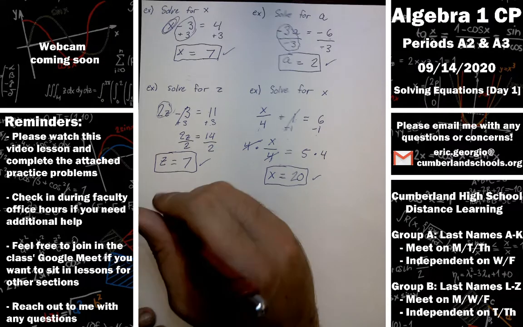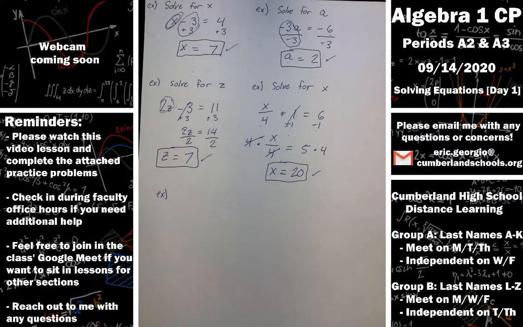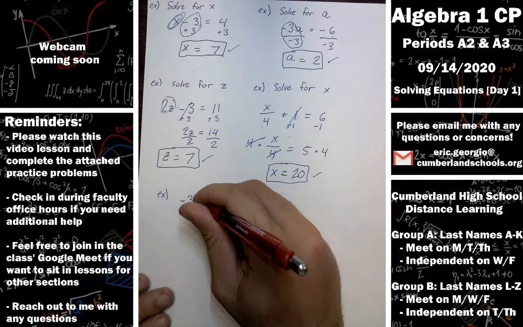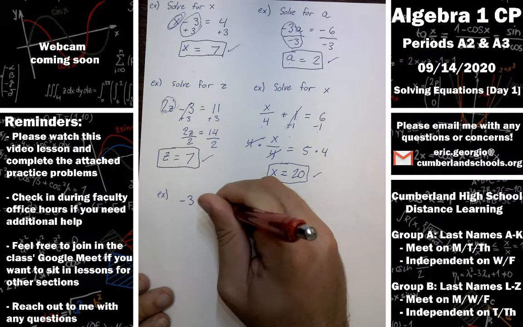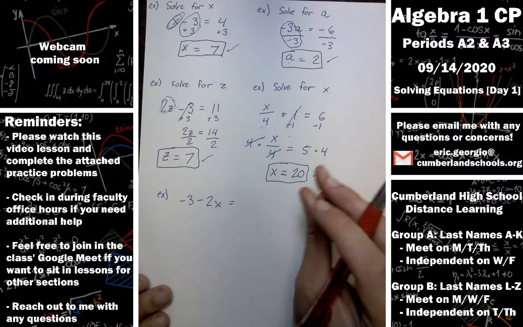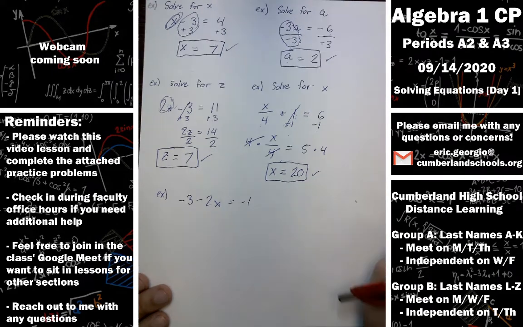Okay, let's do one more two-step equation, and then I'll call attention to something that I've been doing kind of sneaky along the way, and then we'll go from there. Okay? Let's see. How about negative 3 minus 2x is equal to, let's say, negative 1. Okay, negative 1.